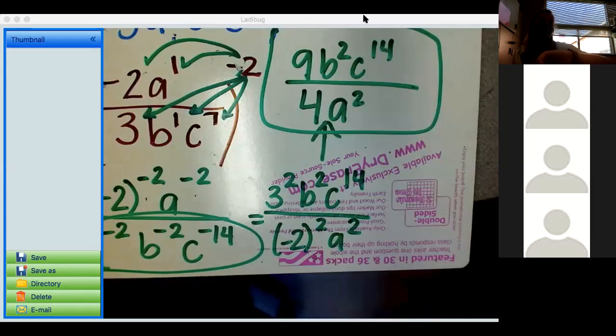I'm doing awesome on time. Notes should not take more than 15 to 20 minutes tops. I'm hoping 15. Are we good to go ahead and move on? Okay.